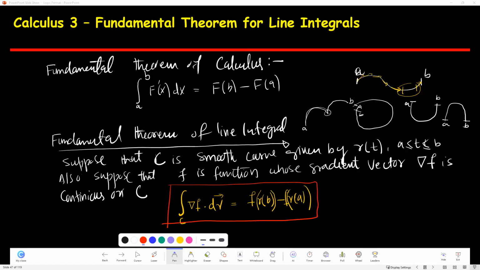Why do we call it fundamental? Because it's a fundamental. The next stage is called Green's theorem, then Stokes, then the Navier-Stokes theorem.